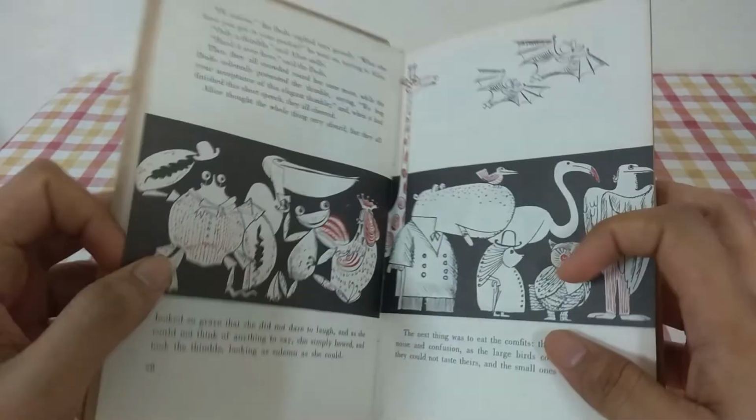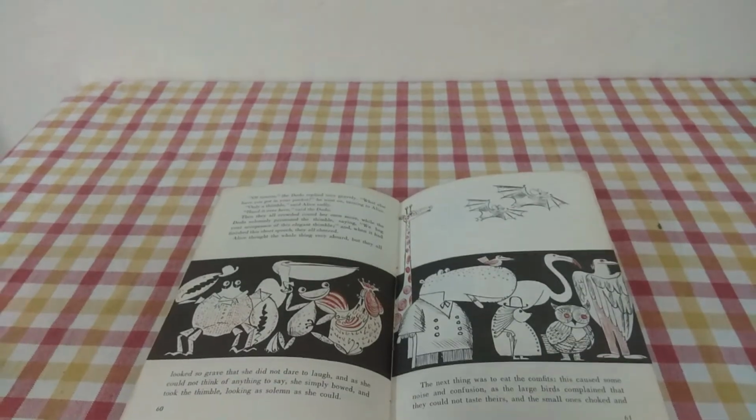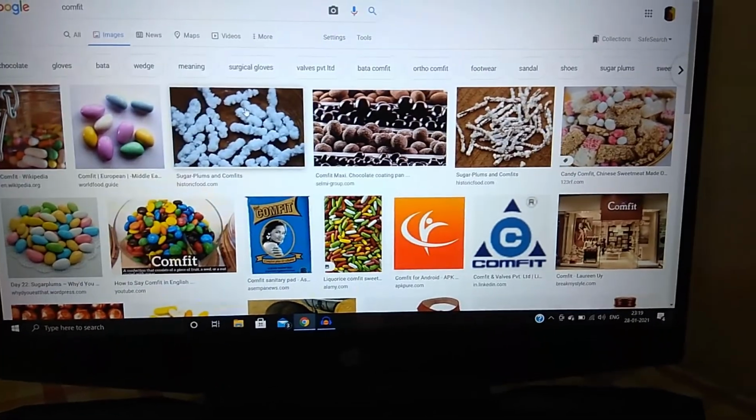Okay, so I figured out what a comfit is: that little sugary thing they give you after food.